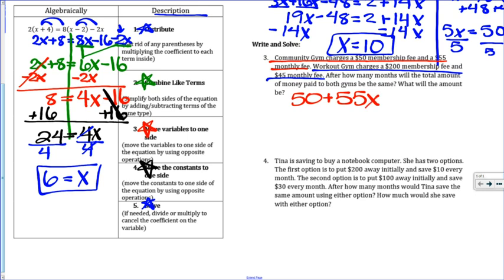Okay. Workout gym charges a $200 membership fee, so you only pay that once, plus the $45 for each month that you go to the gym. Because we're looking for when they're the same amount, our equal sign is going to go in the middle, because we want to know when these two amounts are the same.